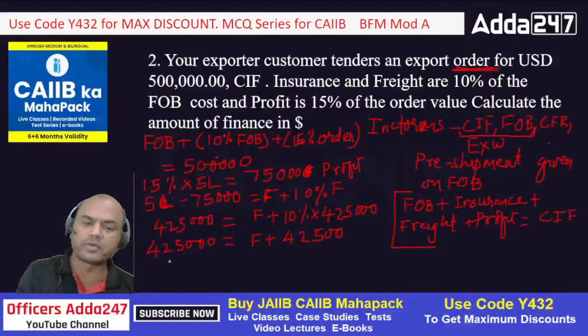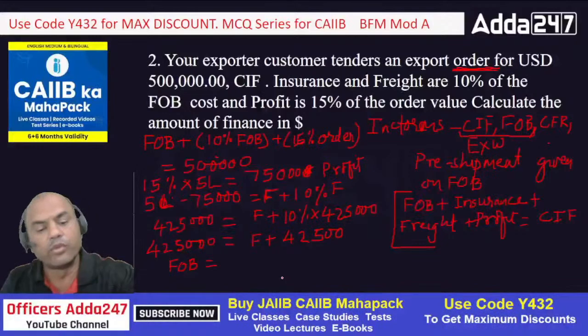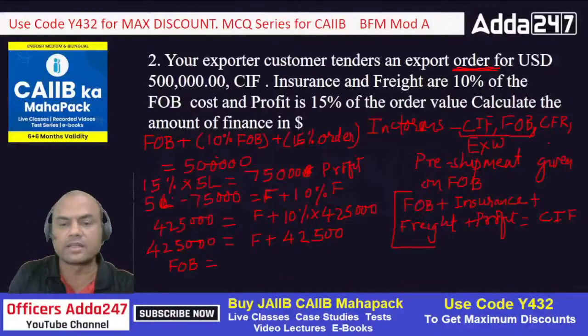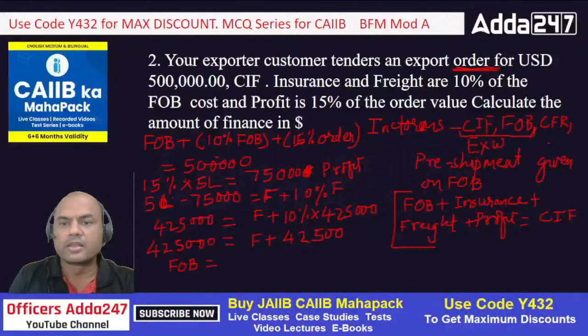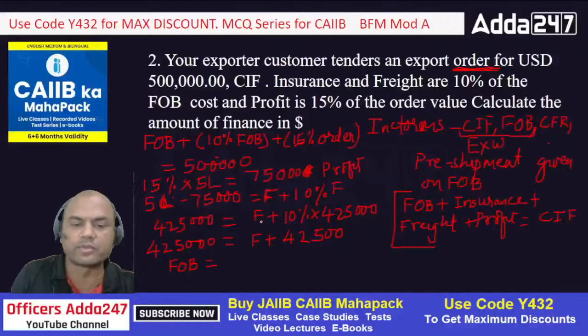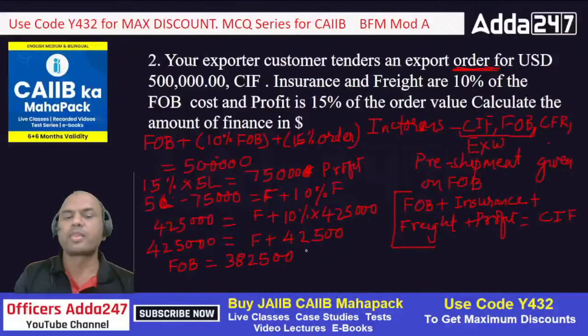So what is F now? The FOB value equals, subtract this, bring it to the other side. It becomes 4,25,000 minus 42,500. So it becomes 3,82,500. So my FOB value is 382,500. This is my FOB value now.